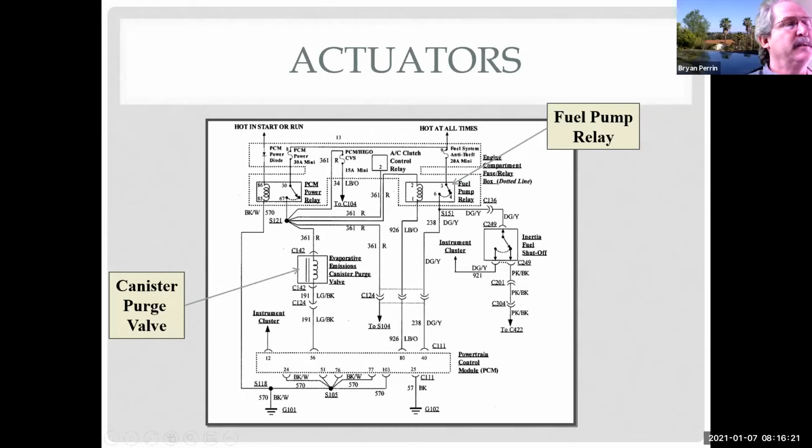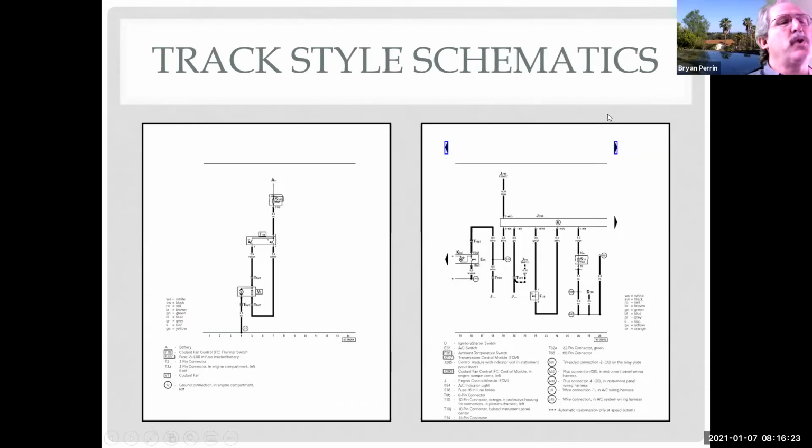So this is track style schematics. These look way different than what we've been looking at. These are used on European vehicles. If you look at the bottom, you can see numbers 1 through 14 and then 15 through 28, and I can see arrows at the top, so it keeps going left and right. So if I'm working on these, I normally can't look at them on a computer. I need to print out all the pages and tape them together.